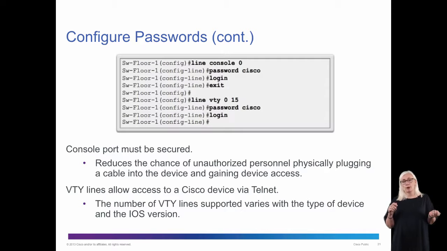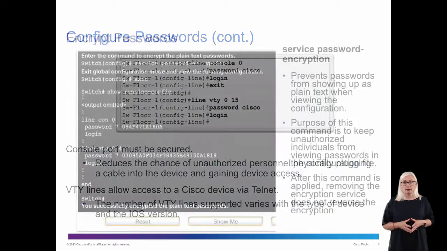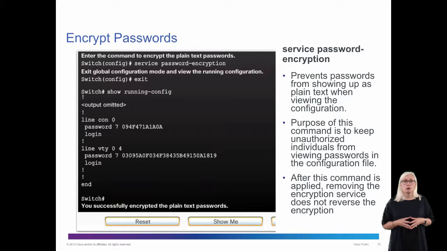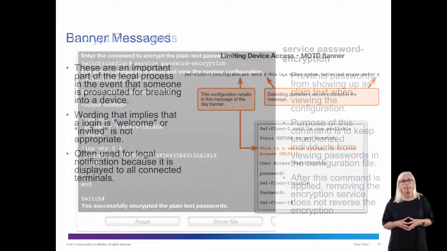If I do a show running config to see what I've put in so far, I will be able to see the passwords in clear text. If I want to avoid that, then I use a command called service password encryption, and this will encrypt all the passwords that I've entered. So you can enter them first and then encrypt them all afterwards, which is a good idea when you're finished configuring and you want to secure your device.